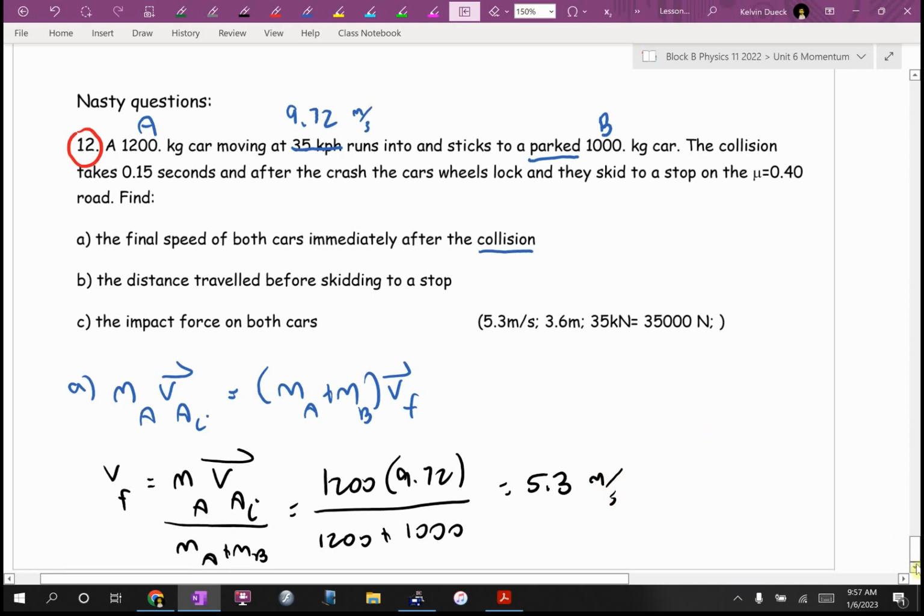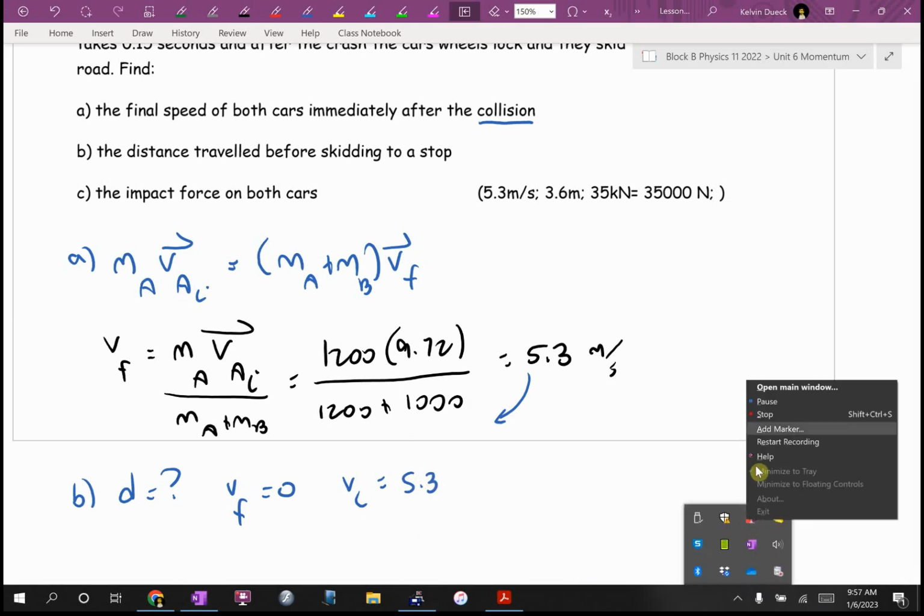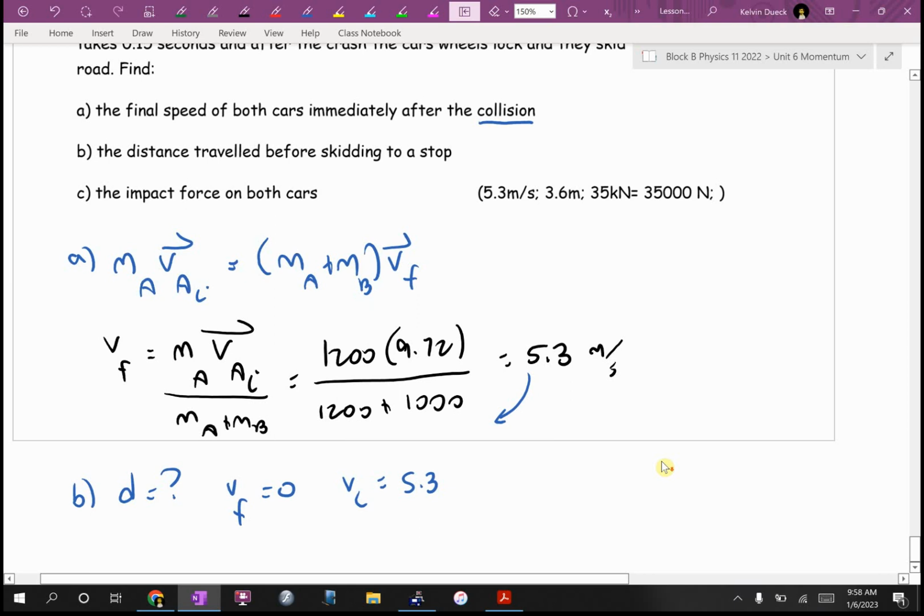B wants me to find the distance. Now this is skidding to a stop, so I'm going to use kinematics. I'm going to write down D equals question mark. It does say skidding to a stop. I know VF is 0. VI is the speed right when they start to skid, which I think is the VF after the collision. Let me pause for a second. So I think this 5.3 is VI.